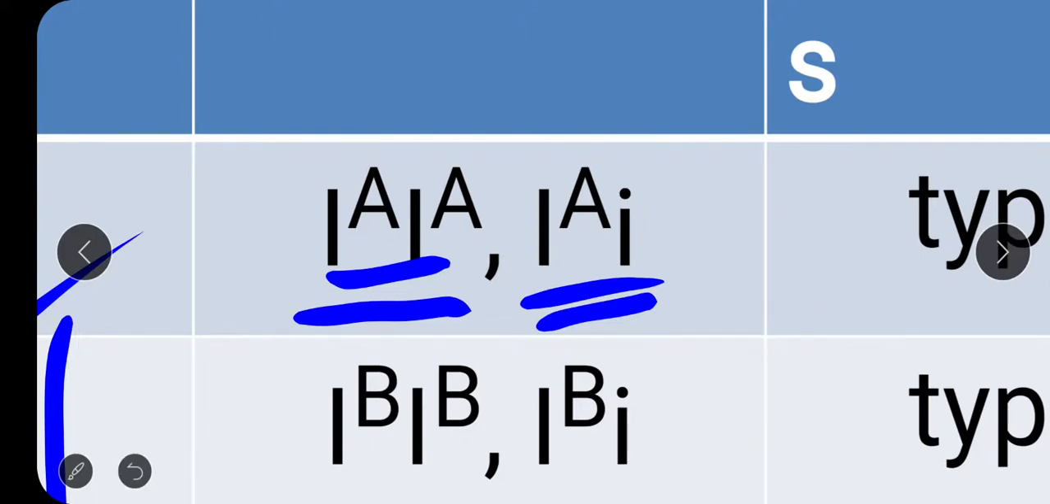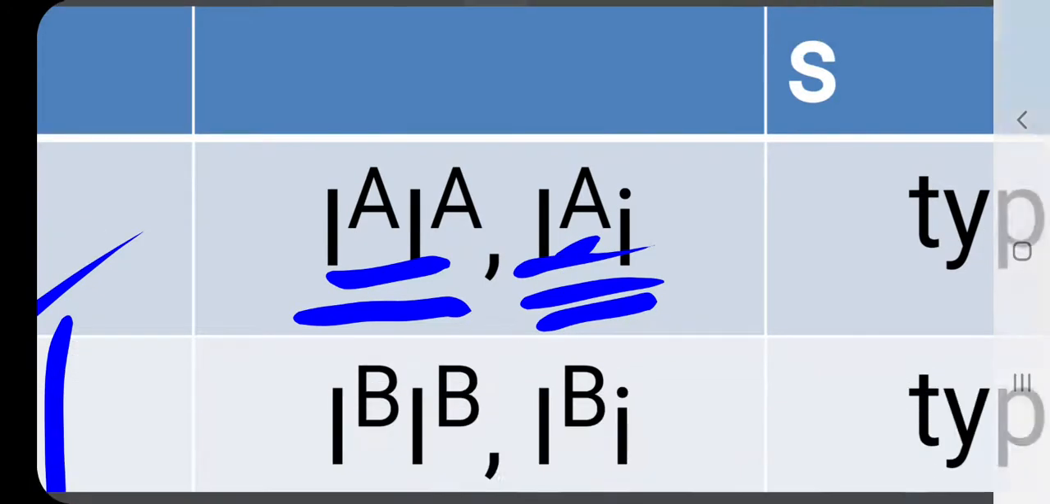Now, if your type O allele is paired with a dominant allele, in this case letter A or type A, meaning to say you are having the phenotype of blood type A. You're having blood type A, but your genotype is heterozygous A.